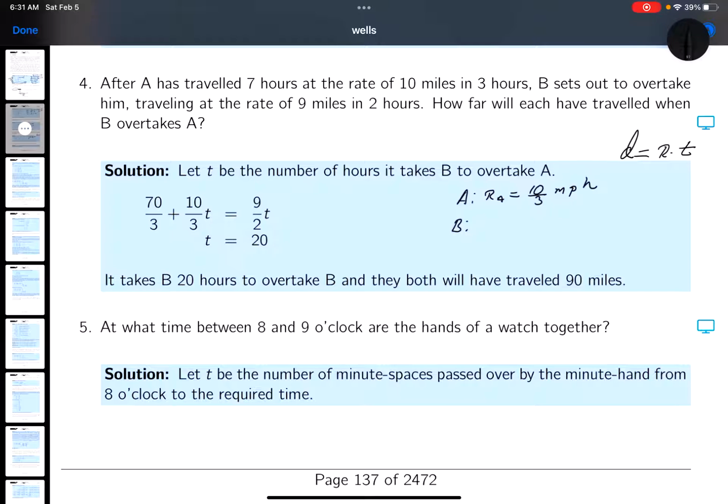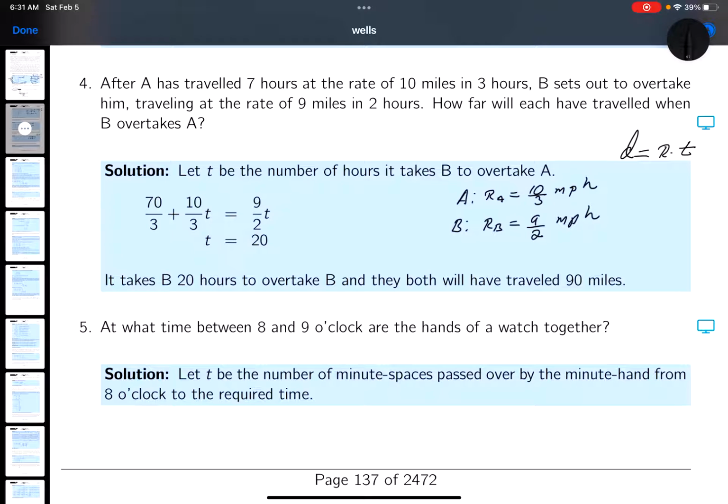B sets out to overtake him, traveling at a rate. So let's write down the rate of B now. And the rate of B, it says they can do 9 miles in 2 hours. So his rate is 9 over 2 miles per hour. Now I'm just going to leave it that way.